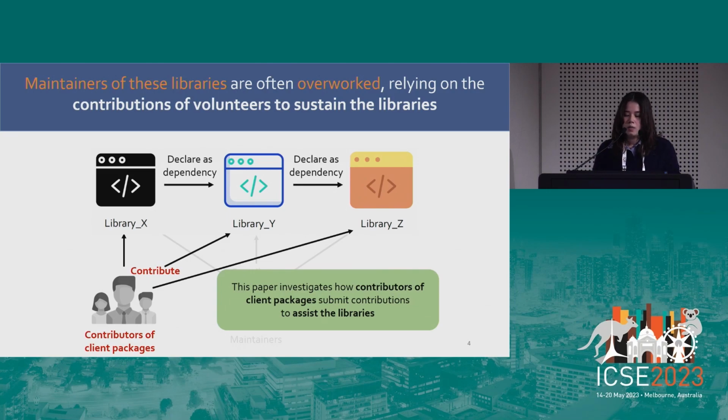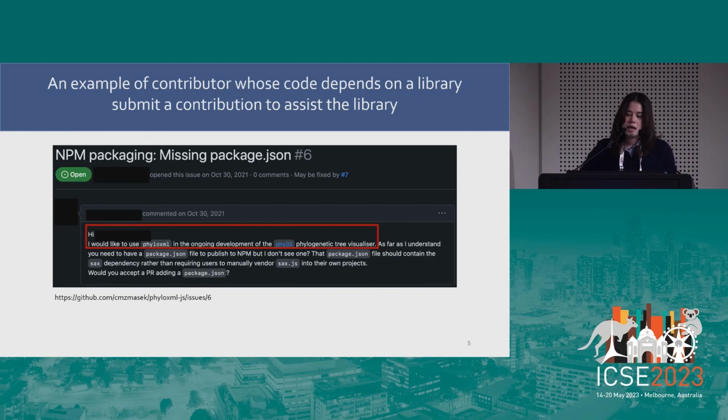In this work, we look at one possible contribution that can support the maintainers, which is the contribution from the client package. We investigate how contributors of client packages submit contributions to the libraries they depend on. This is an example of a contributor whose code depends on a library submitting a contribution to the library. In this example, the developer using this library creates an issue to ask the maintainer to accept the pull request.